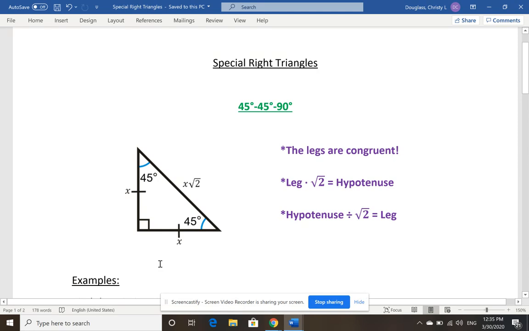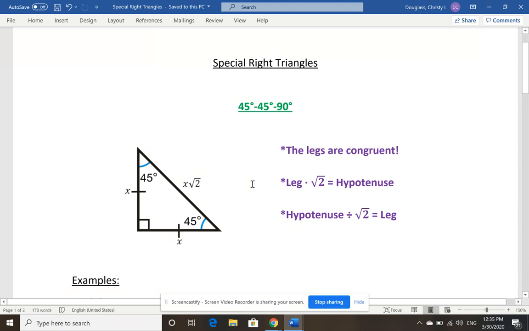And what we notice with any 45-45-90 is whatever the length of the leg is, in this case x, you can simply take that number and multiply it by the square root of 2 to obtain your hypotenuse. So it's kind of a little bit of a shortcut, if you will, to finding a missing side. And that's what we're going to be focusing on today.